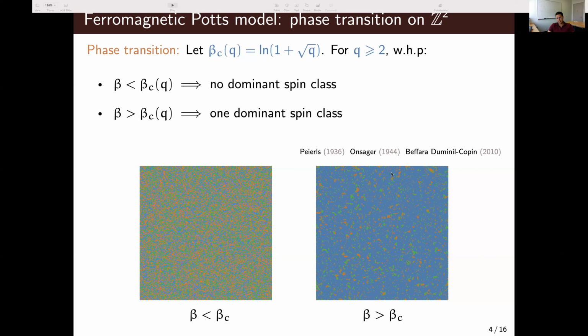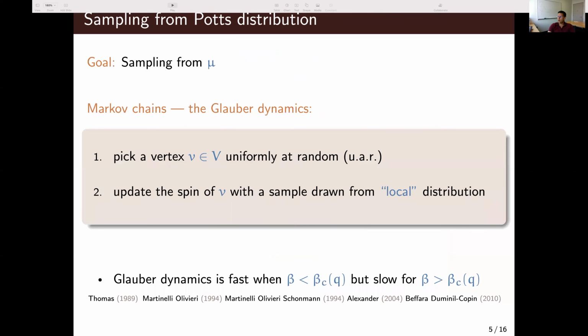And this, for the two-dimensional case, the sequence of important works going back to the 1930s and 40s, and combined by the work of Beffara and Duminil-Copin in 2010, we now have this picture for C2. For higher dimensions, we don't have quite as complete a picture, but we expect that something like this will happen there.